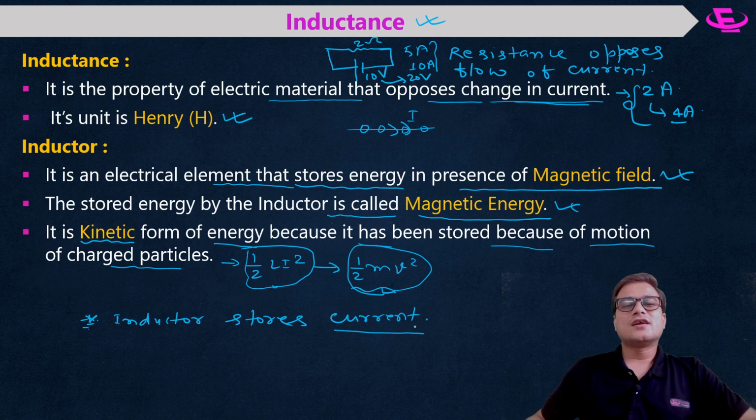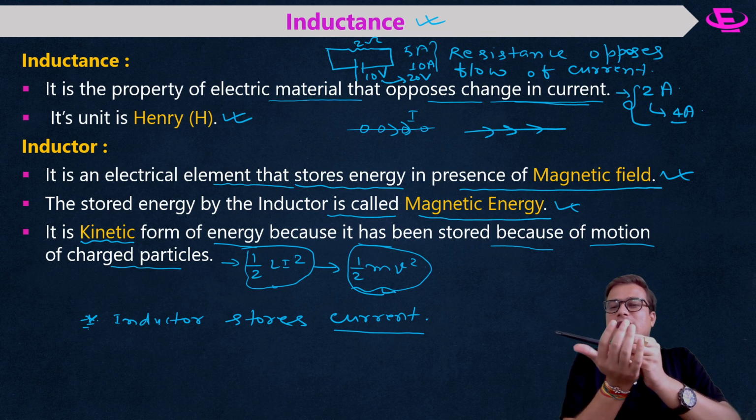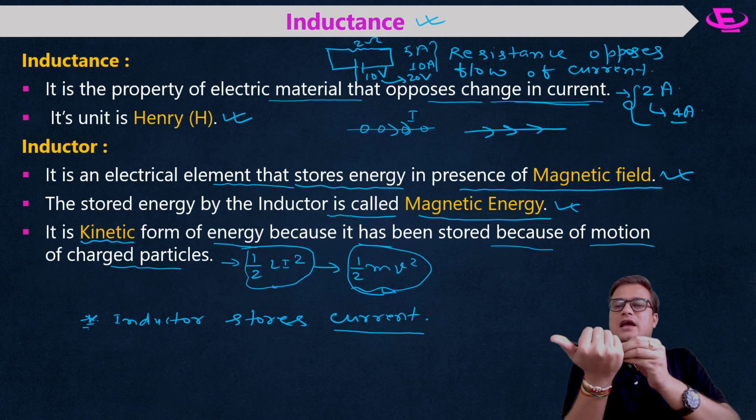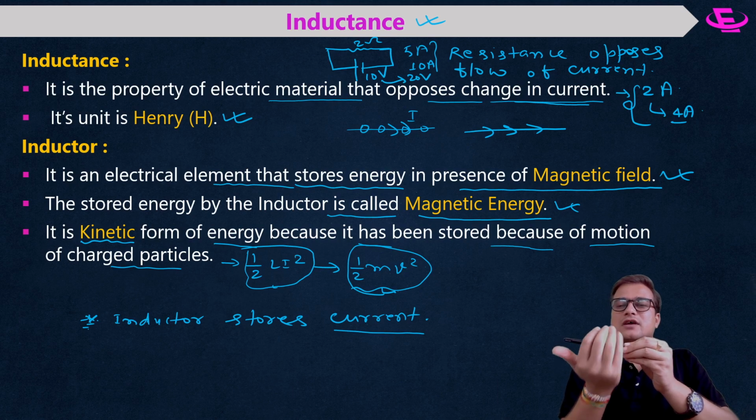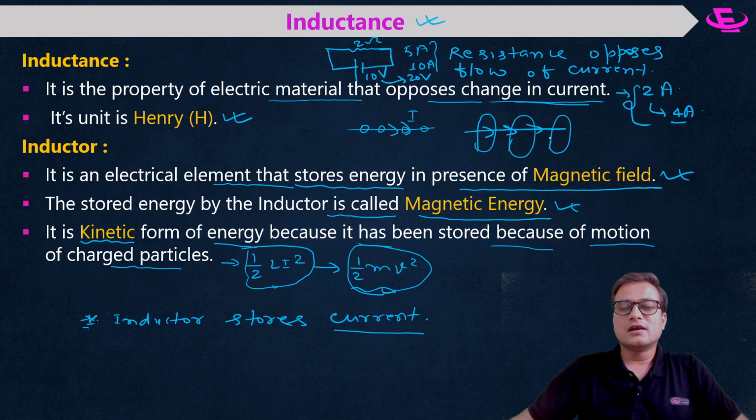Inductor stores current. What does it mean? Actually, if there is current in a wire, what will you find? You will find that there will be magnetic field lines around the wire, and those will be circulating lines. If there is current, there will be magnetic field lines.